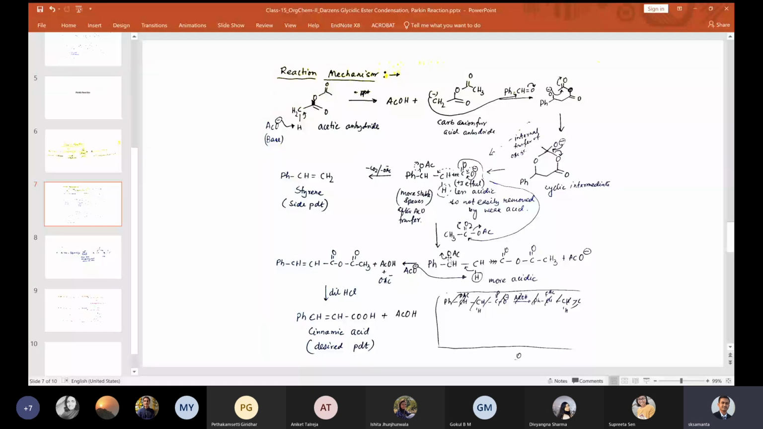Okay, so that you get this kind of compound, which is also an anhydride, but then you do this dilute HCl treatment. Once this dilute HCl treatment is done, this anhydride can easily be chopped off, so that you get this cinnamic acid. Is it clear to all? Everybody understood it?